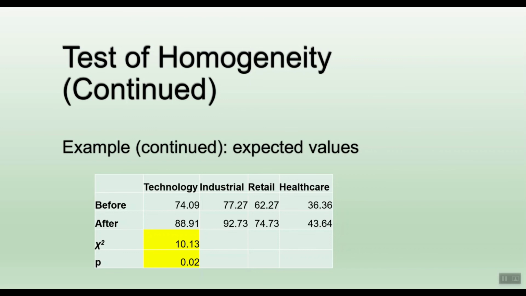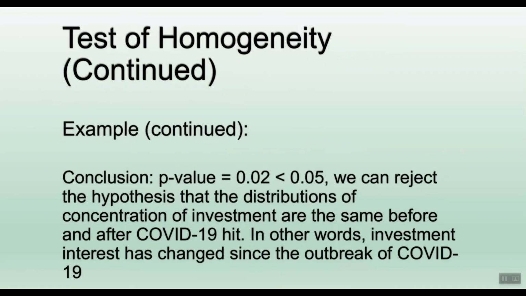0.02. My conclusion will be, since the p-value equals 0.02, which is less than 0.05, we can reject the hypothesis that the distributions of the concentration of investment are the same before and after COVID-19 hit. In other words, investment interest has changed since the outbreak of COVID-19.